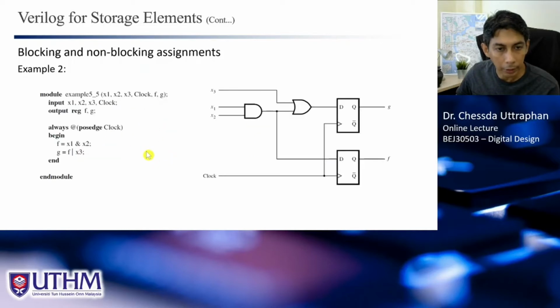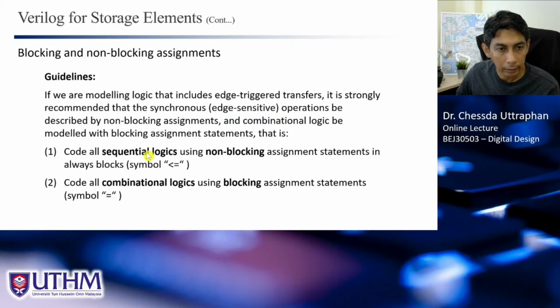This is another example. So the rule is that when we want to design the sequential circuit, it is recommended to use the non-blocking assignment like this. But when we want to design the combinational logics, for example, the adder, the multiplexer, the decoder that we have learned in chapter 3, it is recommended to use the blocking assignment here.